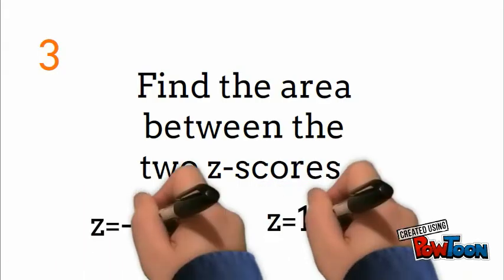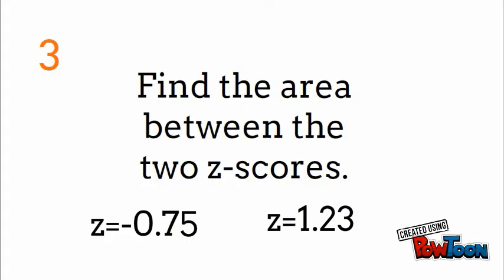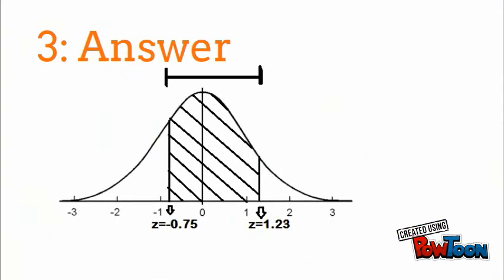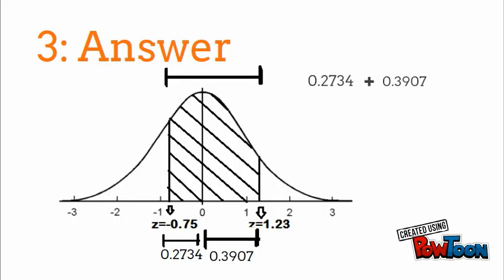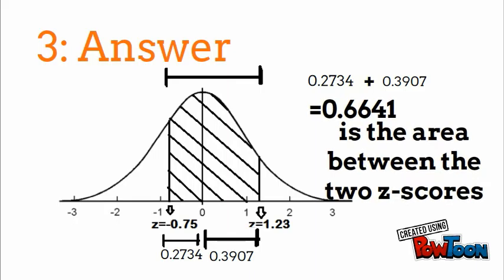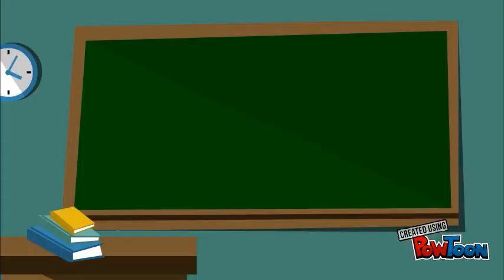In our third problem, we'll try to find the area between two z-scores. Our z-scores are -0.725 and 1.23. To find the area between our two z-scores, we must add the areas of each z-score. Using our z-table, we found that negative 0.75 has an area of 0.2734, while 1.23 has an area of 0.3907. If we add them, we get 0.6641.